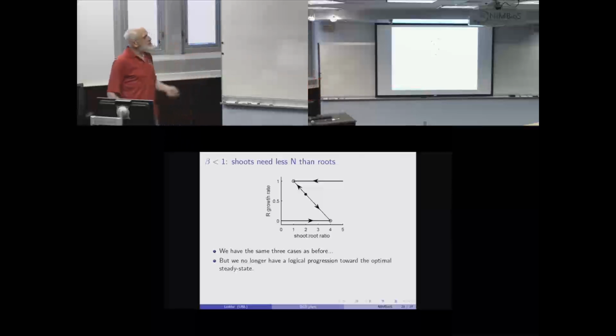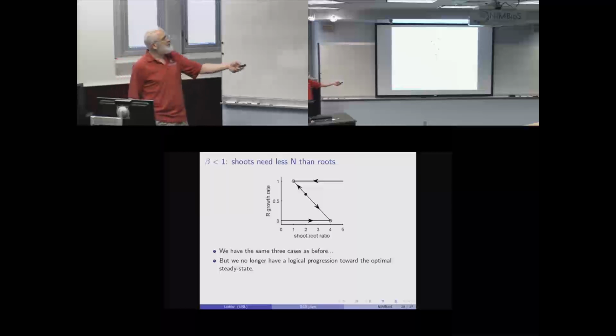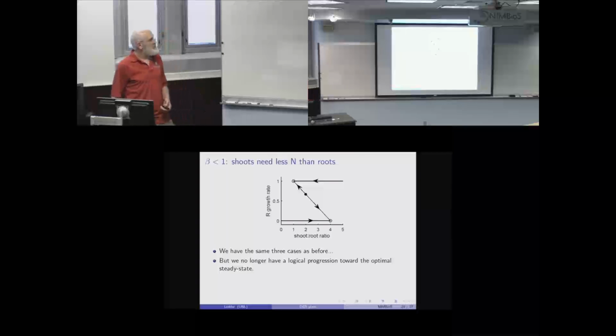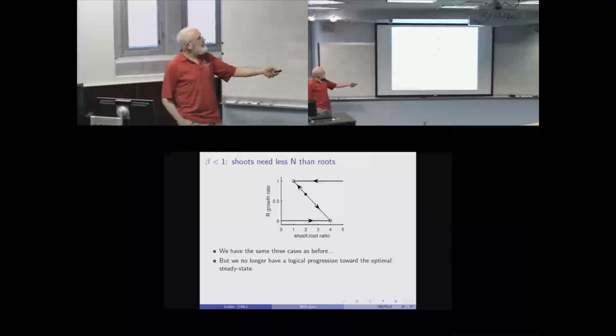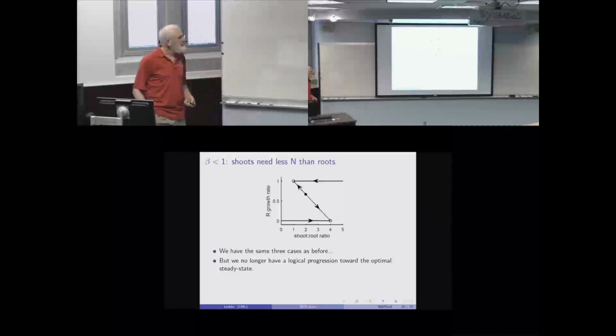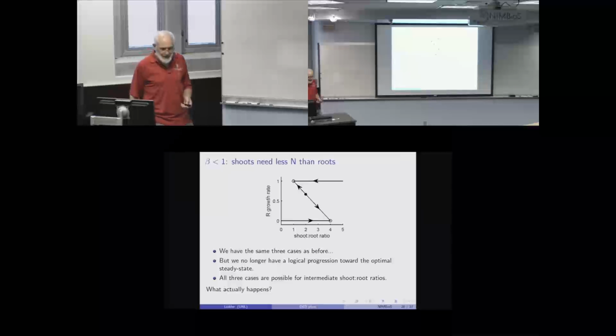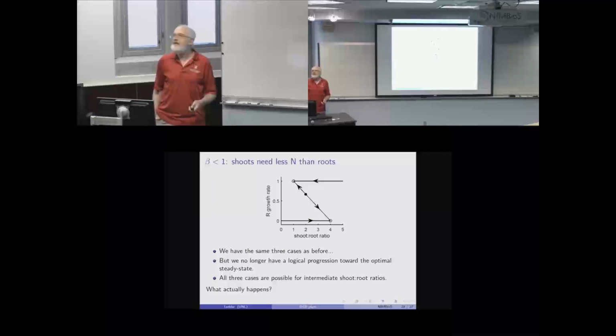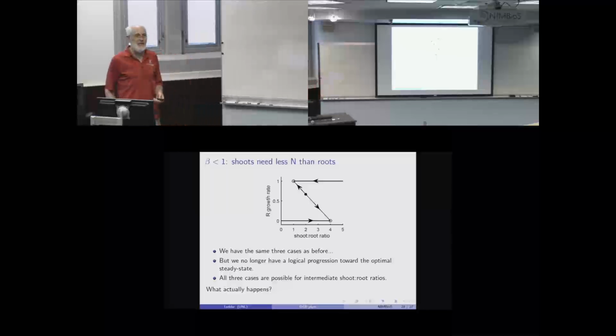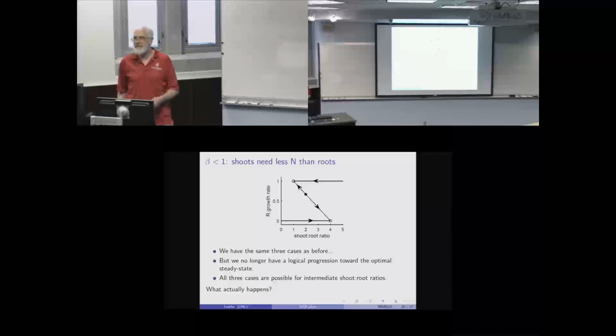And so there's still an optimal strategy, but you can't get there. So there's no logical progression towards the optimal steady state. If you start out down here, you can't get to there. You can't walk up this graph. So what actually happens? Well, my colleagues and I are still debating what actually happens, and so I'm giving you my version of what actually happens.